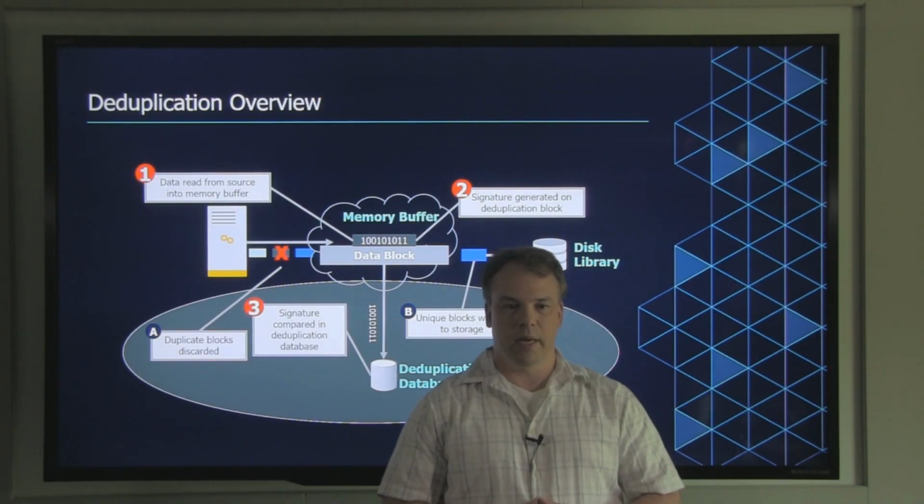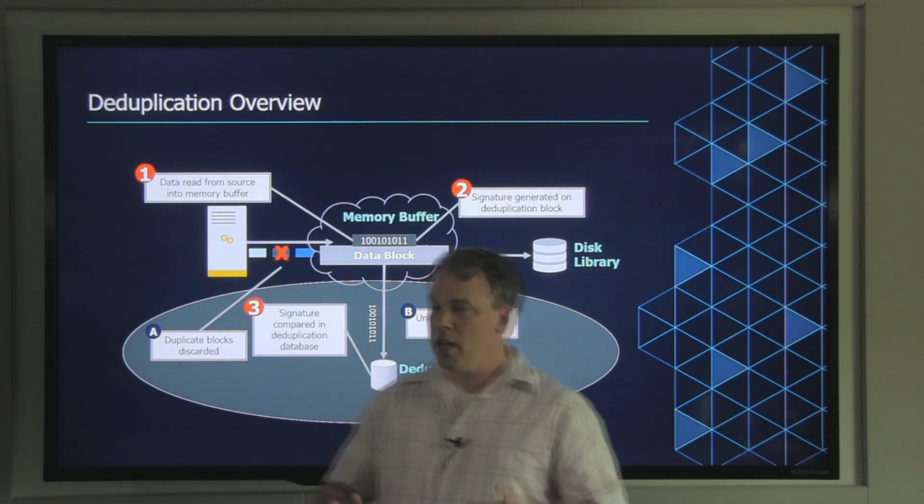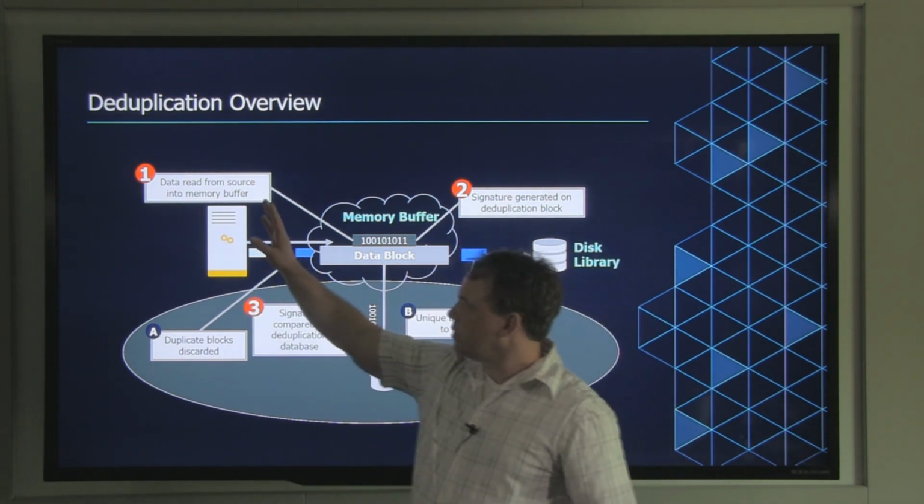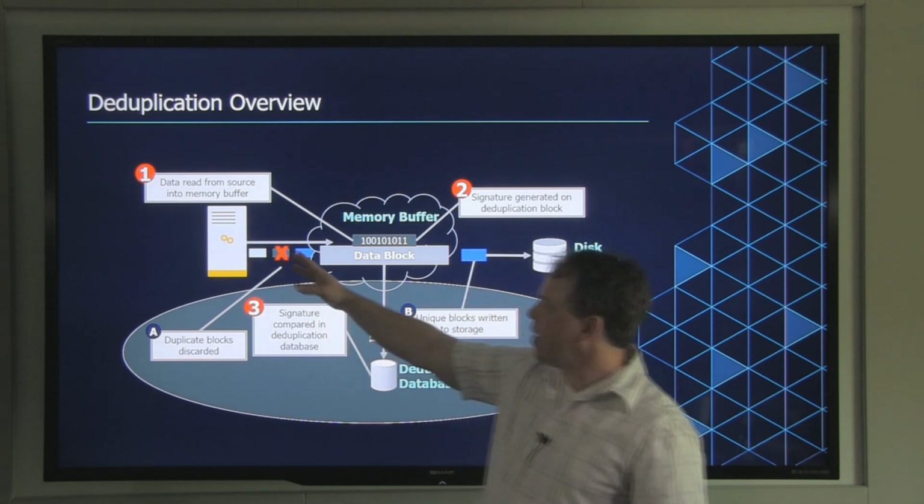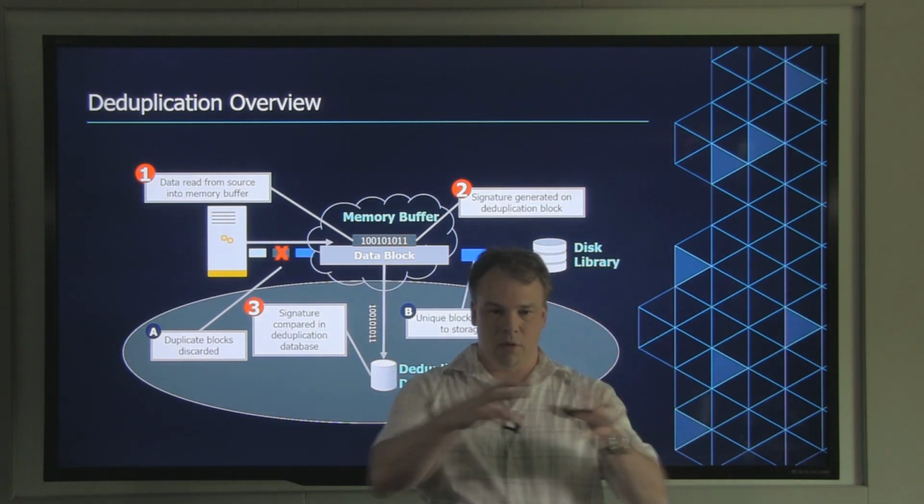This segment on deduplication is going to provide a general overview of how deduplication works. In general, what we're looking at here is the data is going to be read into a memory buffer. Now, the data is going to be read from the source.